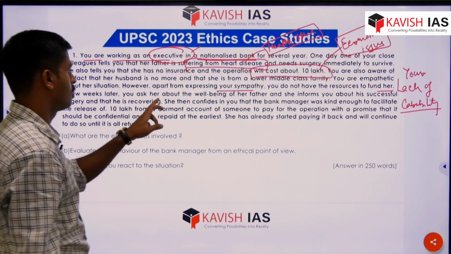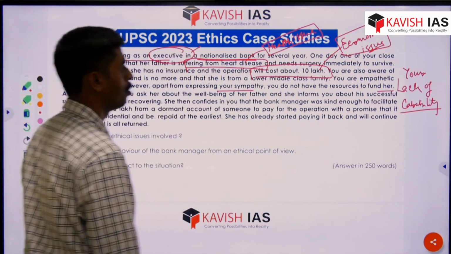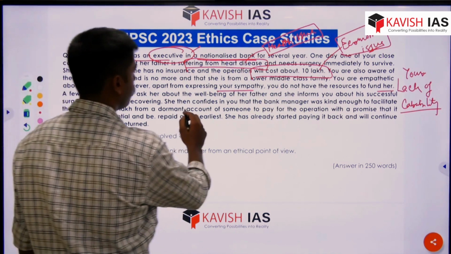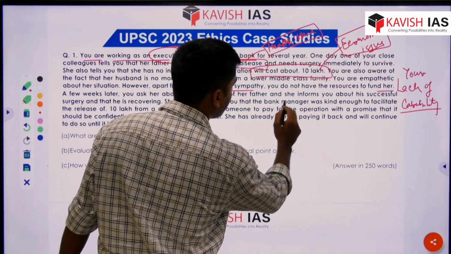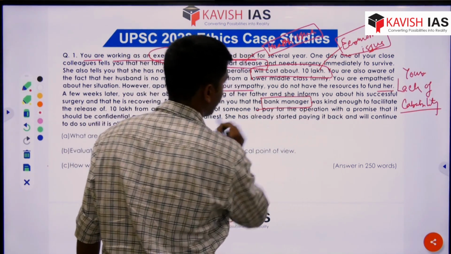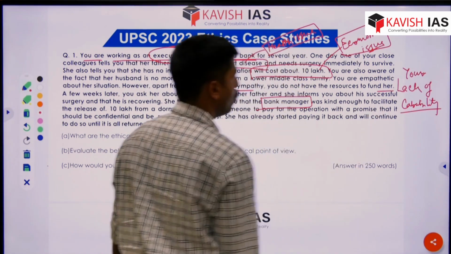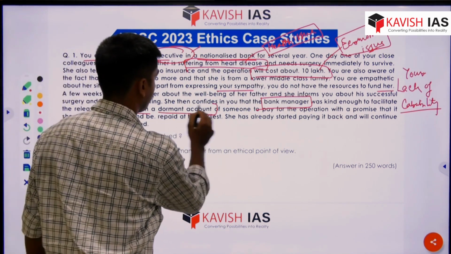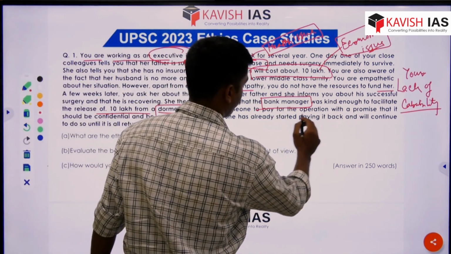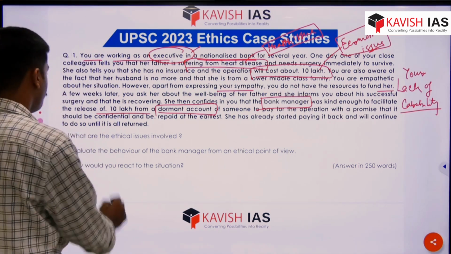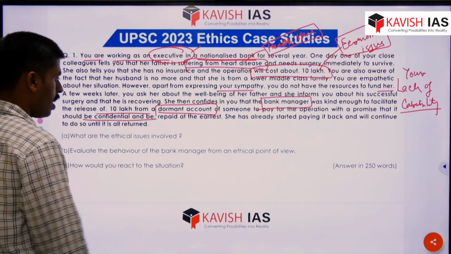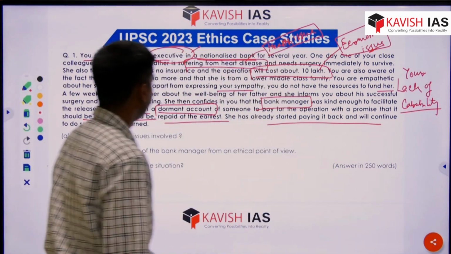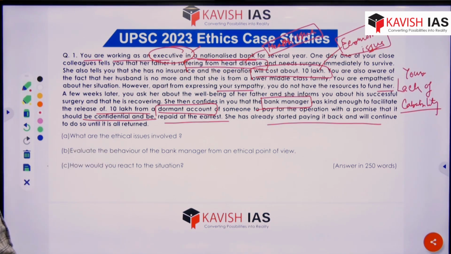A few weeks later, you ask her about the well-being of her father and she informs you about his successful surgery and that he is recovering. She then confides in you that the bank manager, the next stakeholder, was kind enough to facilitate the release of 10 lakh rupees from a dormant account of someone to pay for the operation with a promise that it should be confidential and be repaid at the earliest. She has already started paying it back and will continue to do so until it is all returned.